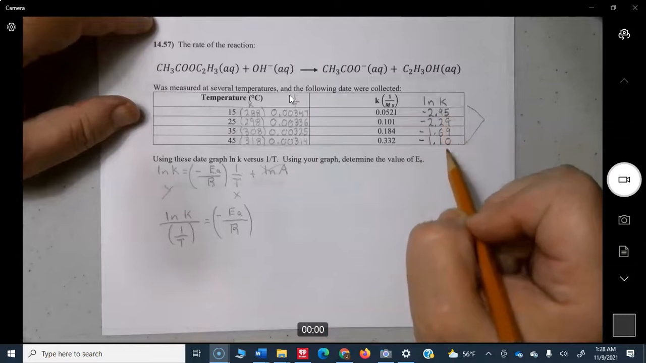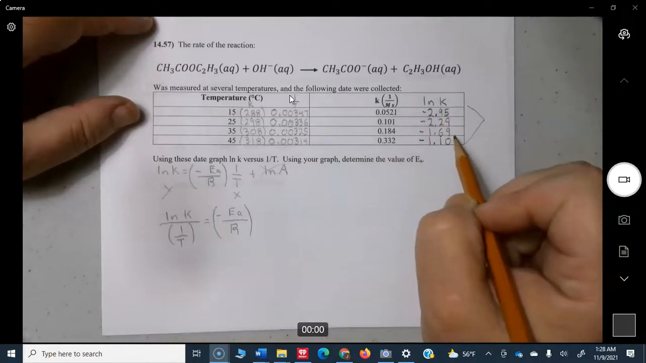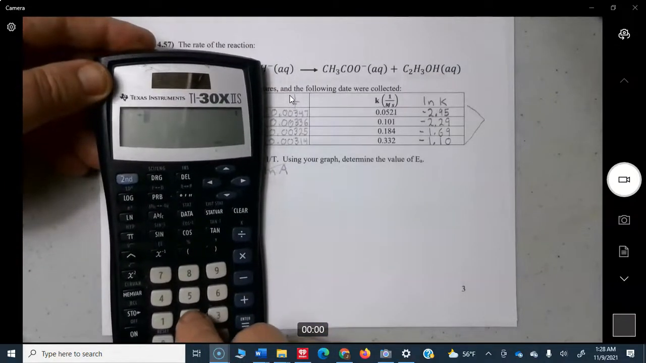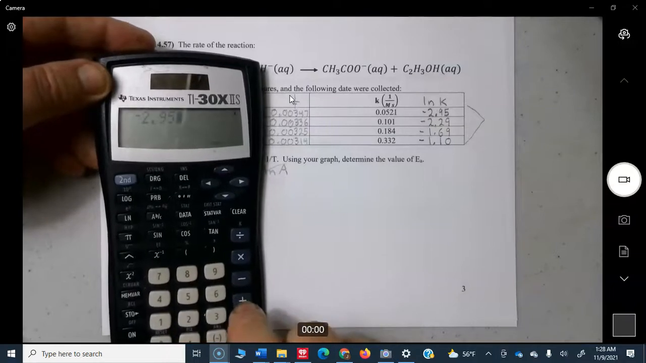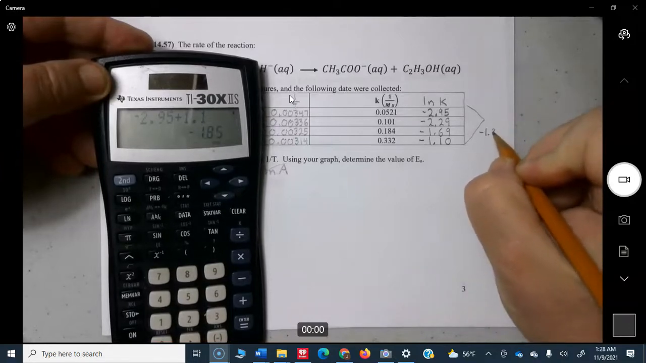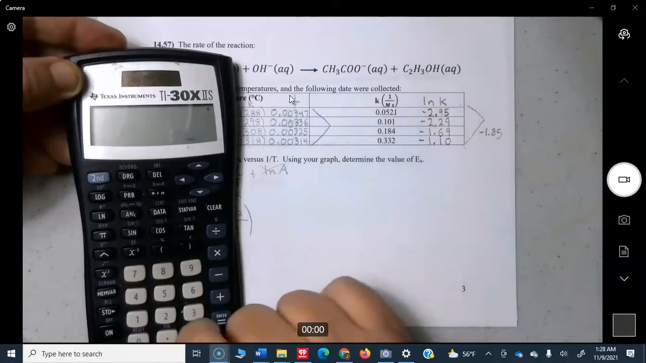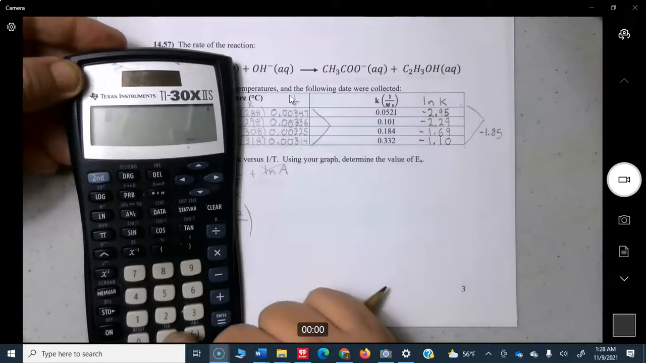So we're going to take these numbers, they're going to take the difference between the biggest and the smallest here. So that's going to be negative 2.95 minus negative 1.1, but so I'm going to call that plus 1.1. You're subtracting a negative. And that gives you negative 1.85. That's the difference between these two right here. Now we're going to do the same between these two right here. All right, and we're going to subtract this one minus this one.